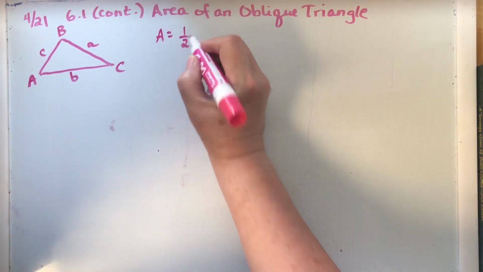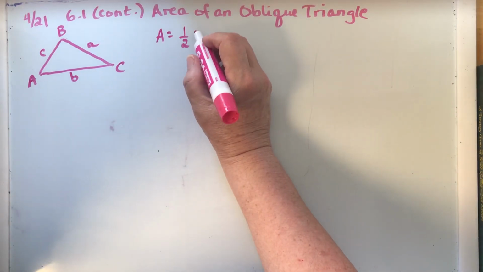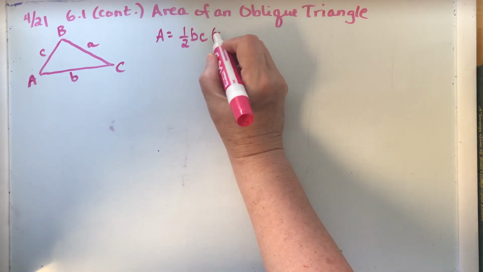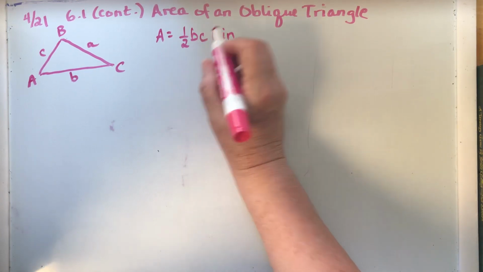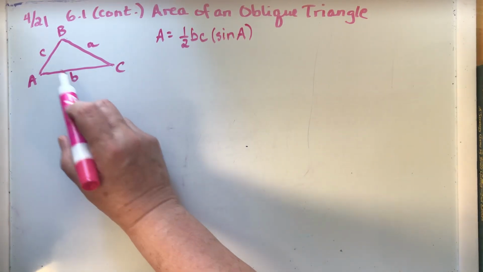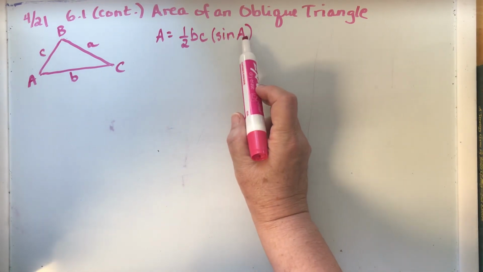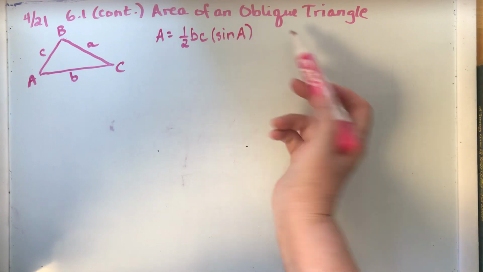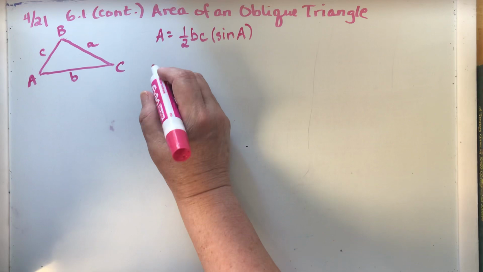And the area still starts with 1/2, but now it's 1/2 of one side times a second side times the sine of the angle that's between those two sides. So if we're looking at side B and C, then angle A is between those two letters. And you can see that here. Here's side B, here's side C, here's angle A. But it's always going to be really easy to tell: whatever two letters are used here, the other letter is used for your angle.